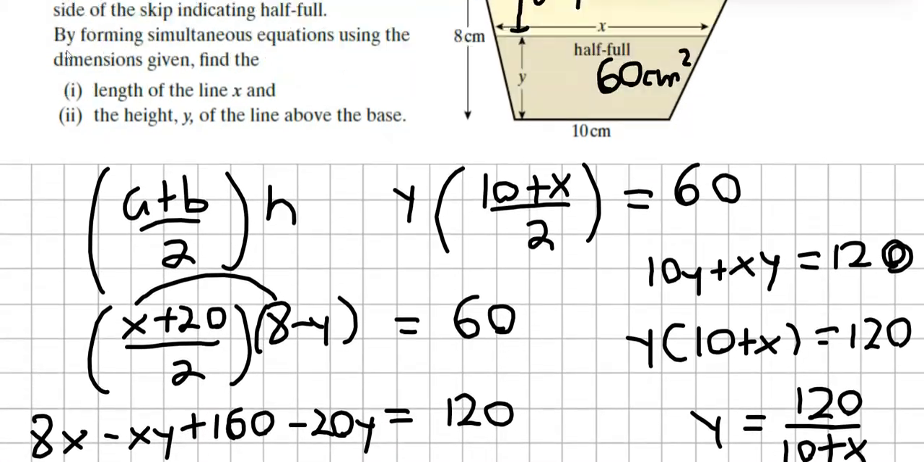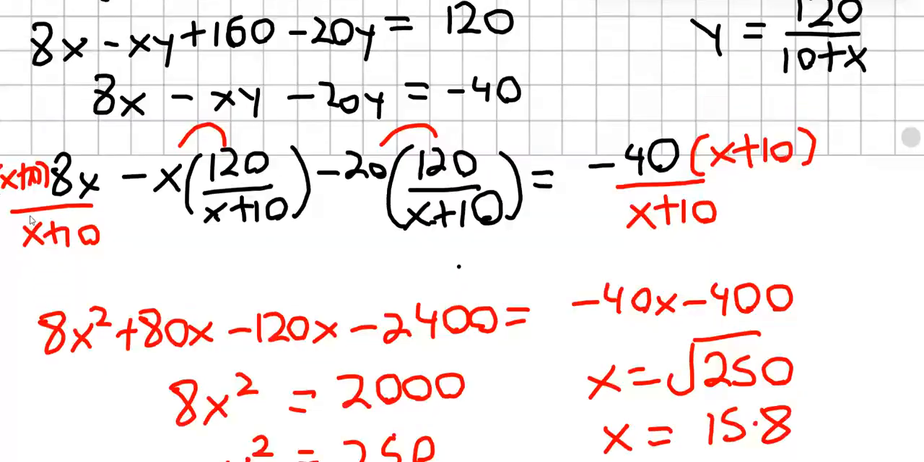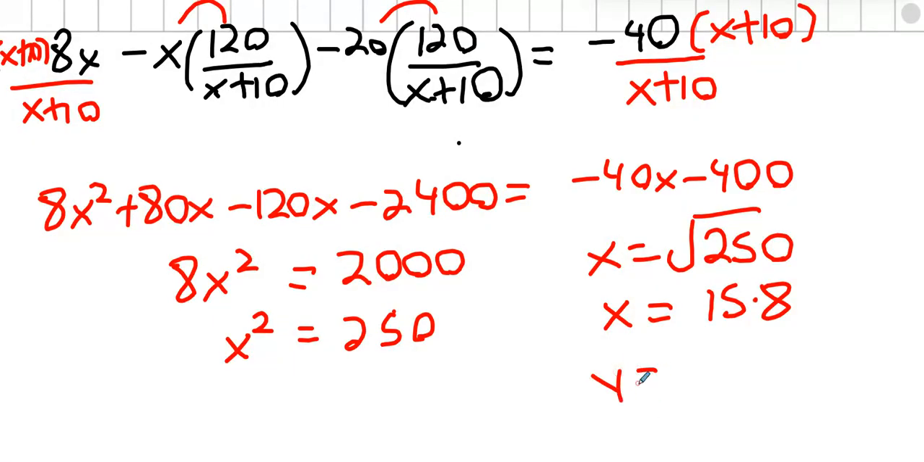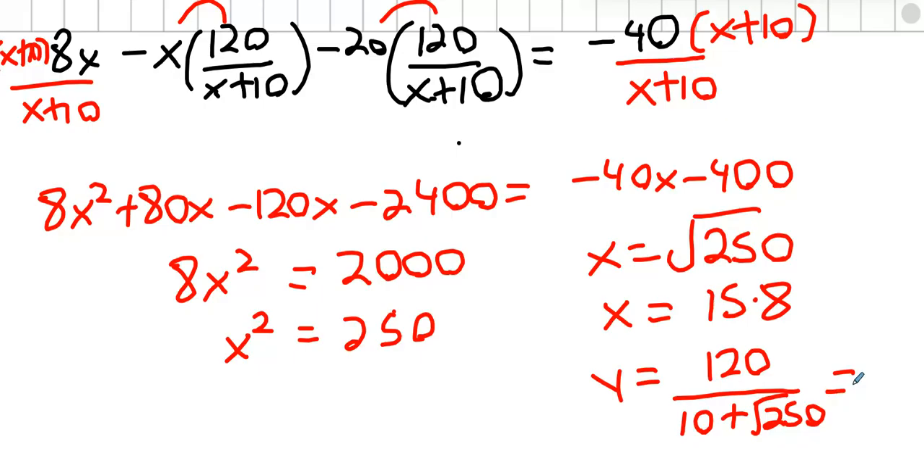Oh man, we have to figure out the y as well. So y is, what did we say y was earlier? 120 divided by, anybody? 10 plus x. So 10 plus root 250. What's the answer? Come on. 4.65.